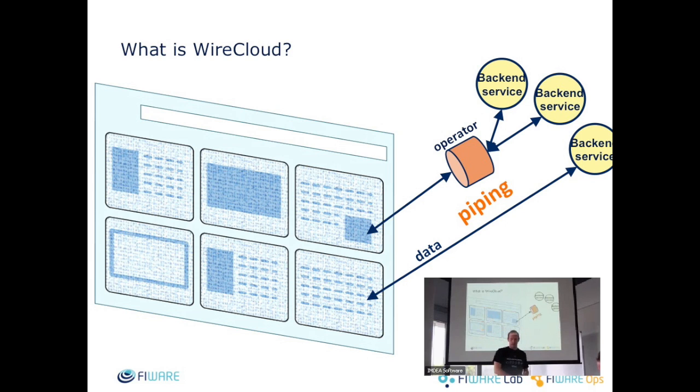But not only do they have wiring, they also have a mechanism called piping, so as to contact backend services. I told you that widgets were focused on specific tasks and use a small number, one or two, of backend services, and these backend services are the ones that give these widgets their power. So WireCloud is for front-end technology.